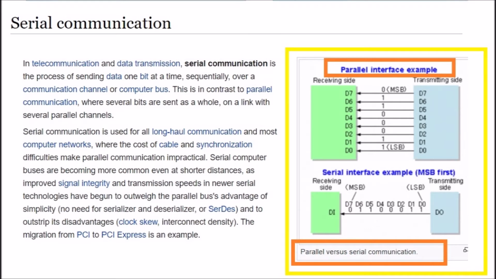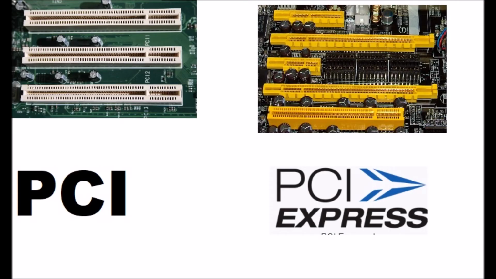Serial computer buses are becoming more common even at shorter distances, as improved signal integrity and transmission speeds in newer serial technologies have begun to outweigh the parallel bus's advantages of simplicity, no need for serializer and deserializer, and to outstrip its disadvantages. The migration from PCI to PCI Express is an example.